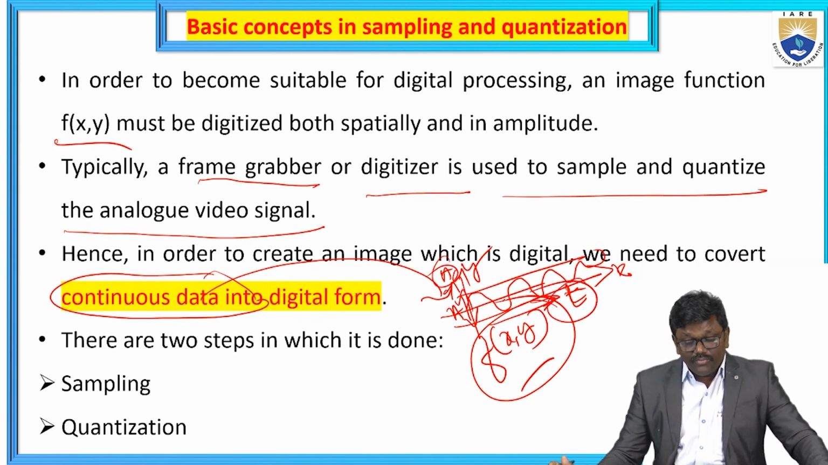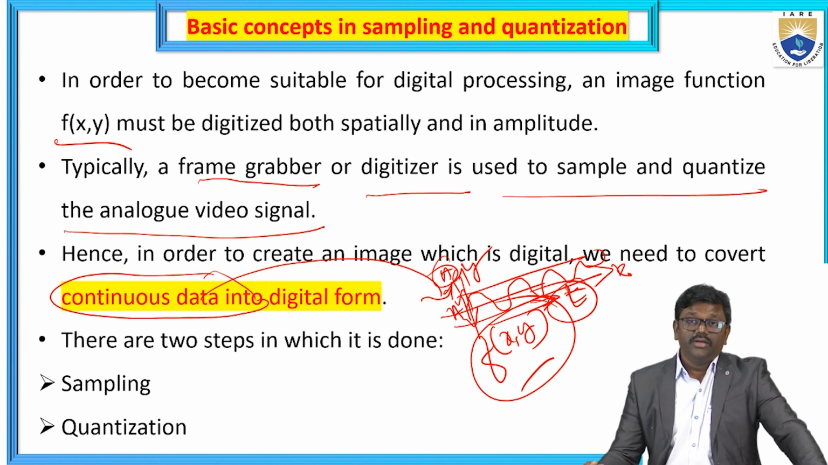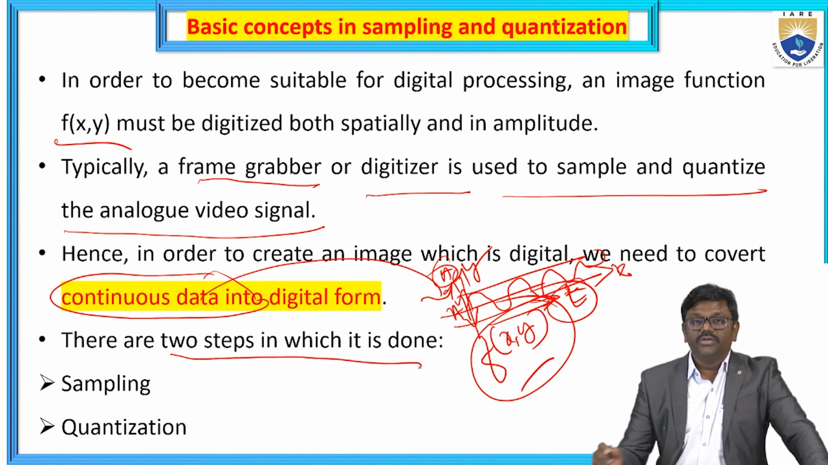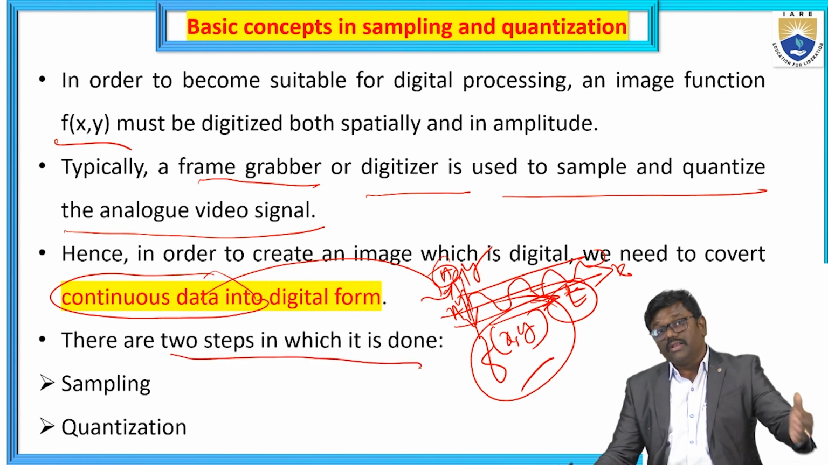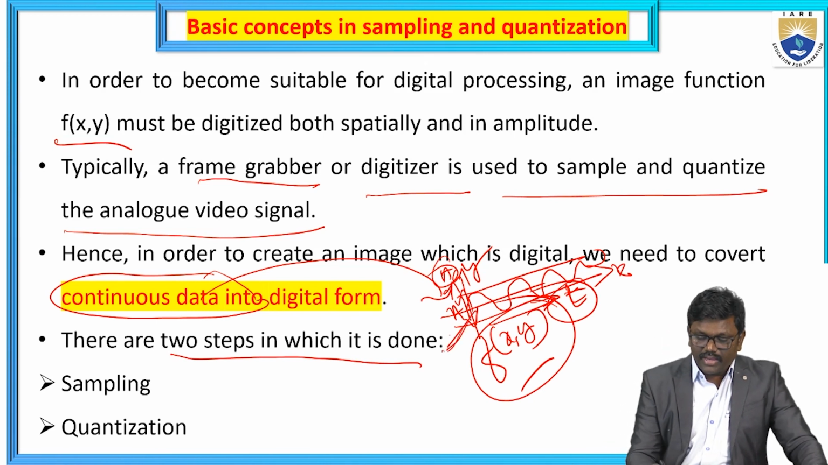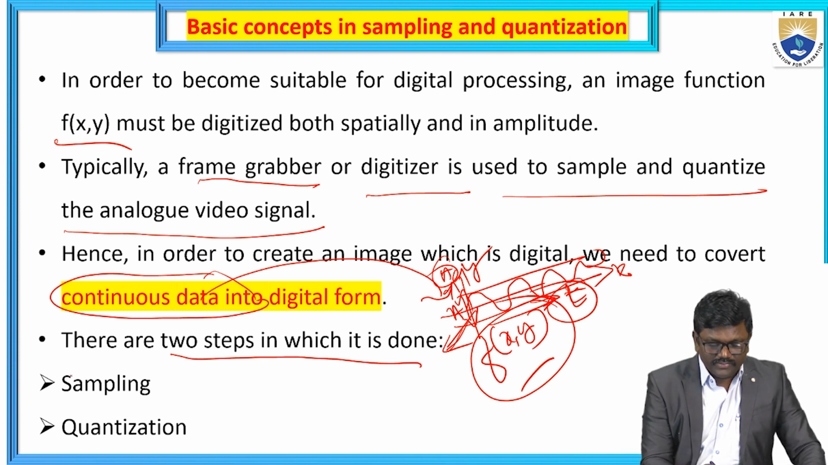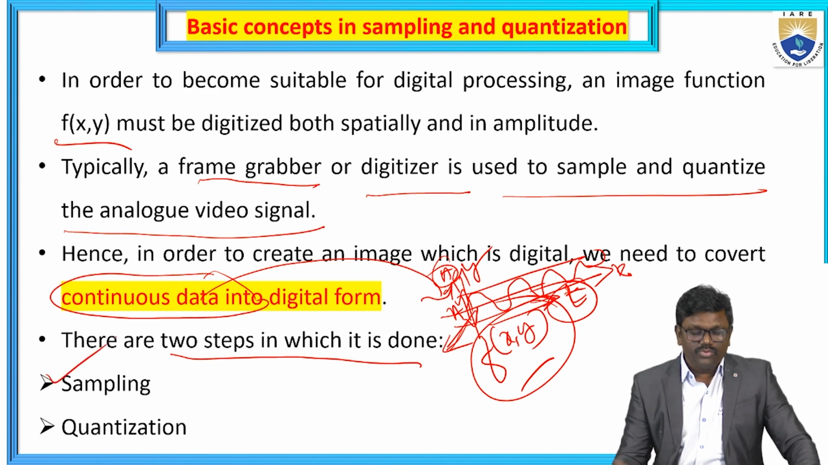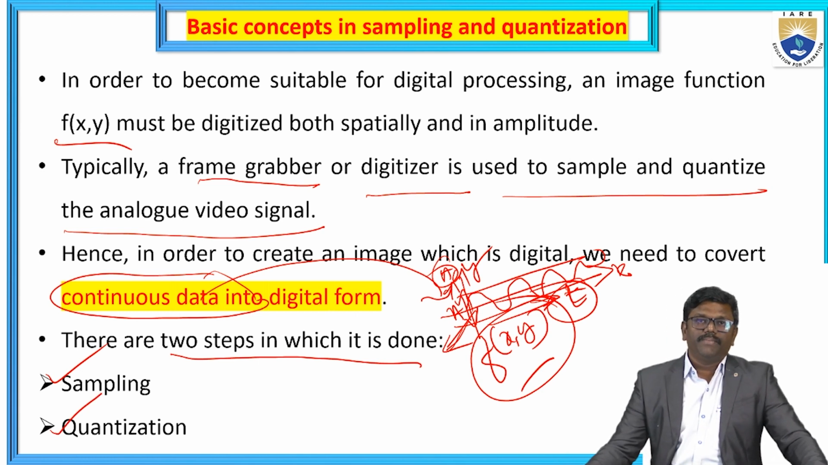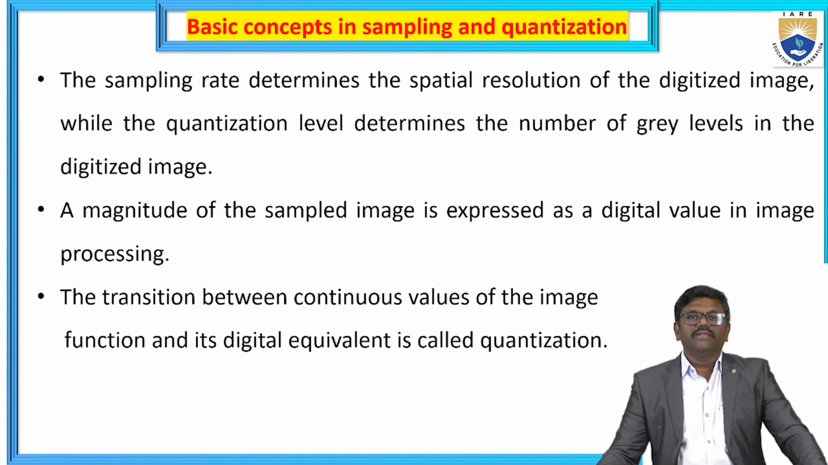Okay. So when we convert this analog signal into digital, there are two steps in which the conversion is done. So this analog will be converted into digital in only two steps. Step number one, sampling. Step number two, quantization. So now, what does it mean?